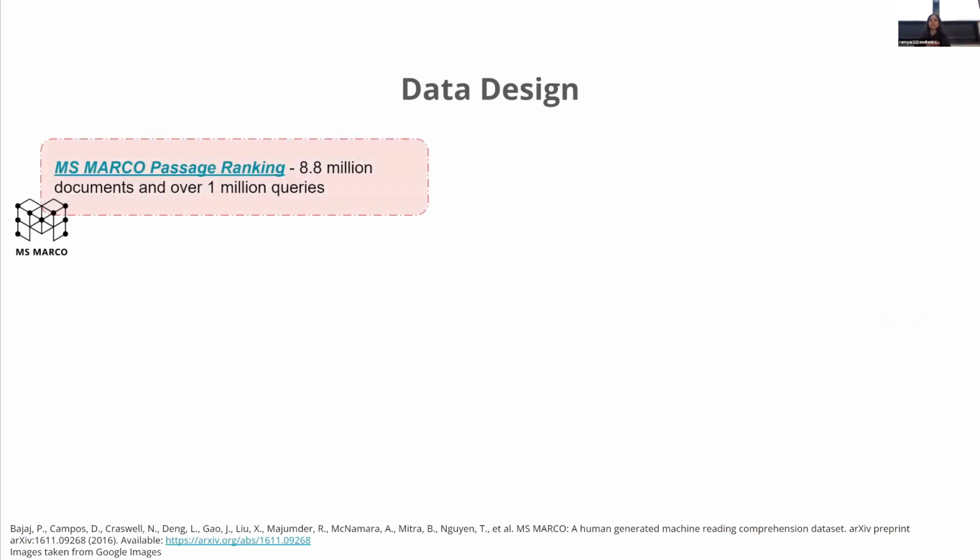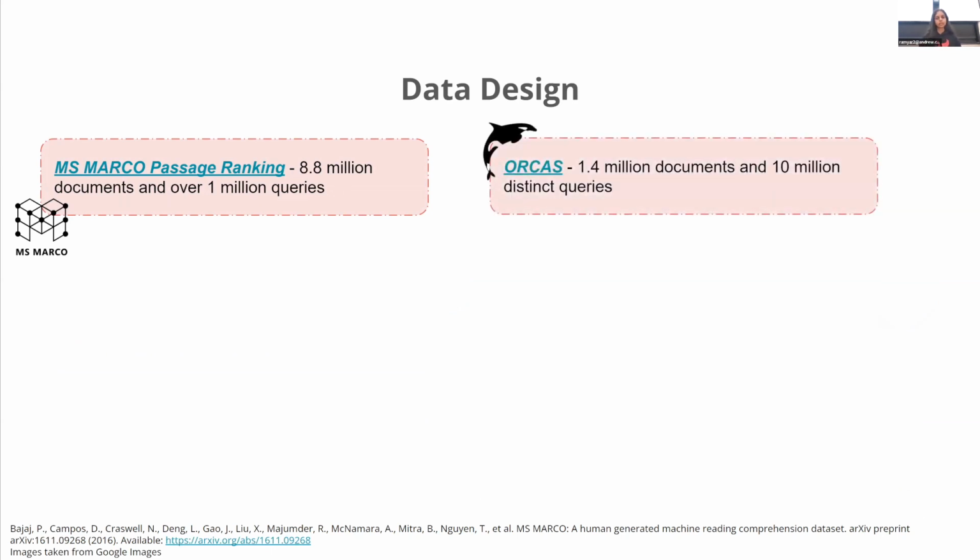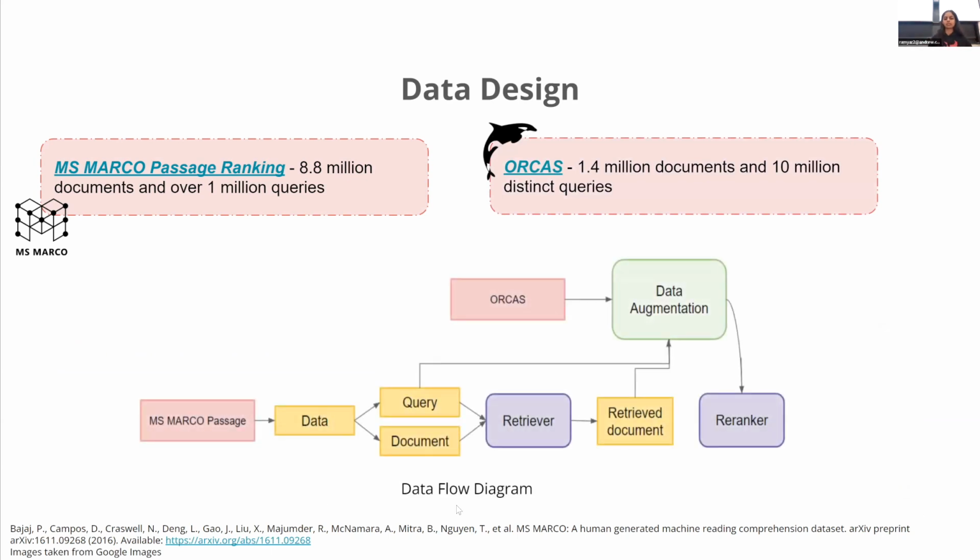Hi, so let's talk about data design now. So firstly, the primary data set that we'll be using is the MS Marco passage ranking, which is used for training purposes. But we also use another data set called Orcus, but this is just used to find similar queries. And we can see this in the data flow diagram as well, that the MS Marco passage collection is used, like the query and document are passed through a retriever, our data augmentation module, as well as re-ranker, whereas the Orcus data collection is only used to find similar queries in the data augmentation phase.